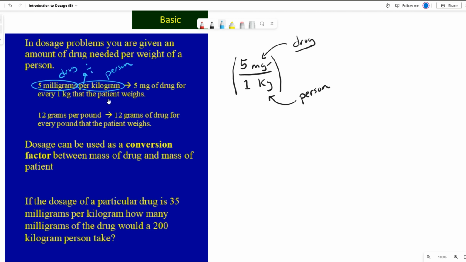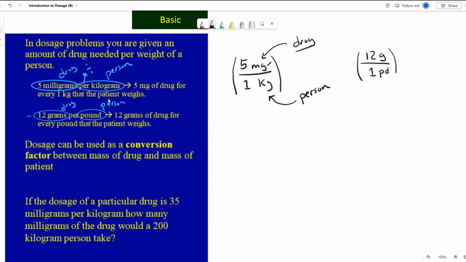Now, for dosages, you can have them in any units. If we take a look at another example, 12 grams per pound, now the drug is in grams and the weight of the person or the patient is in pounds. You can have any units that you want. The second unit is always the person or the patient, and the first number or unit is always the drug. So if we were to rewrite this second one, it would be 12 grams per pound.